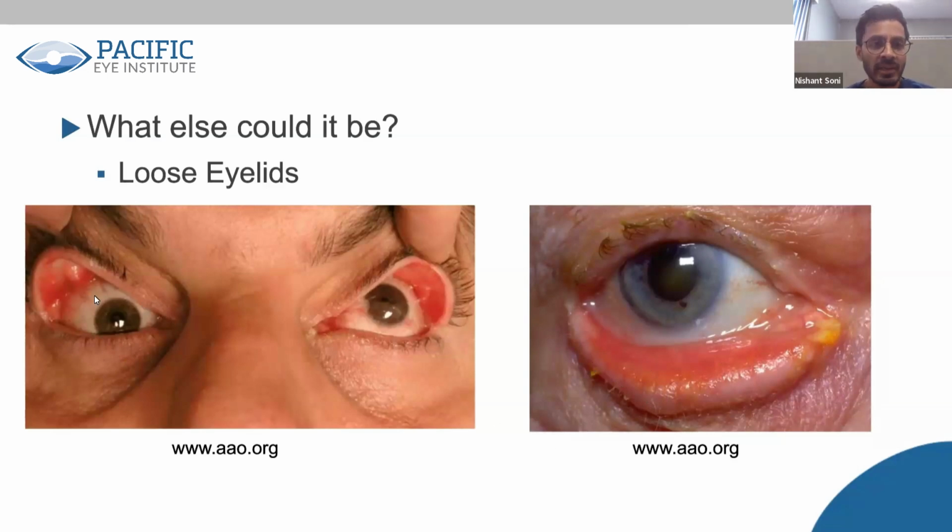The other condition that can cause loose eyelids and is not age-related is something called floppy eyelid syndrome. And in this patient here, you see that the eyelid is very easy to flip. When that happens, again, it's the same thing where the pillow can rub up on the inside part of the eye, and it can cause very dry eyes, especially in the mornings.